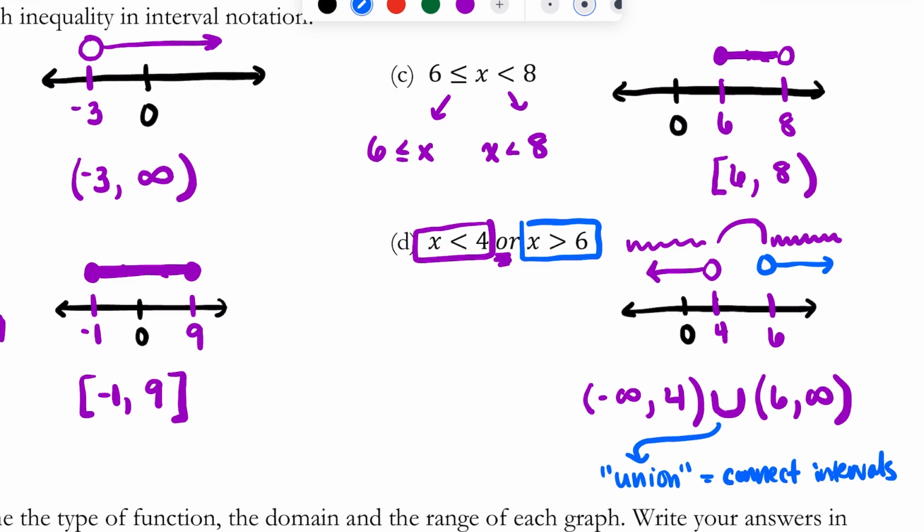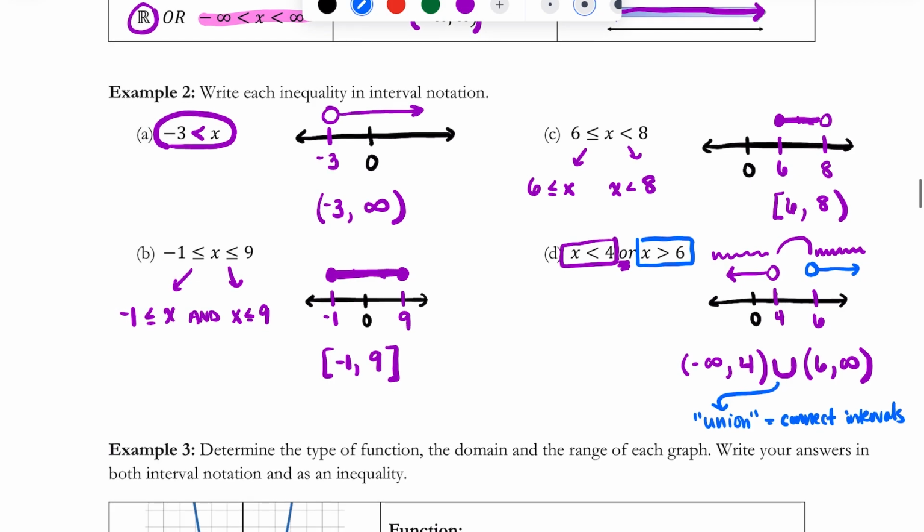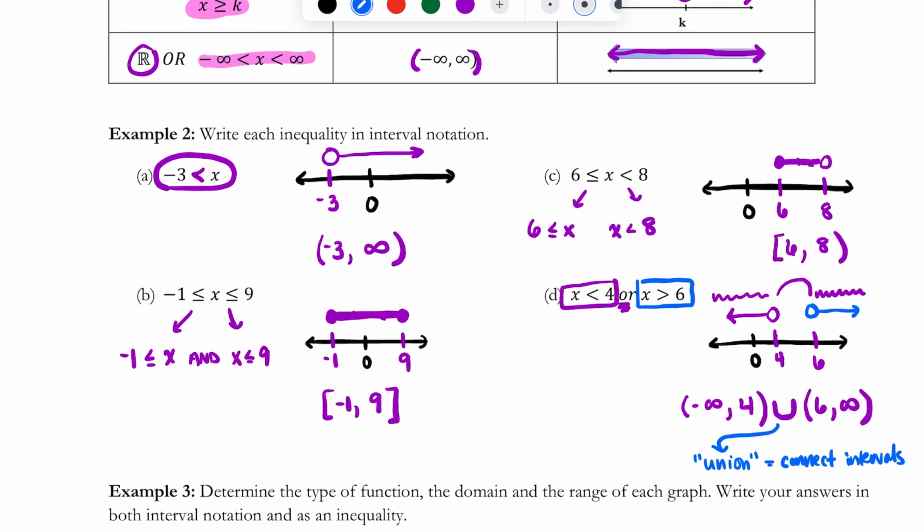Okay, this is going to be the end of our interval notation and our vertical line test. Please continue to the second video.